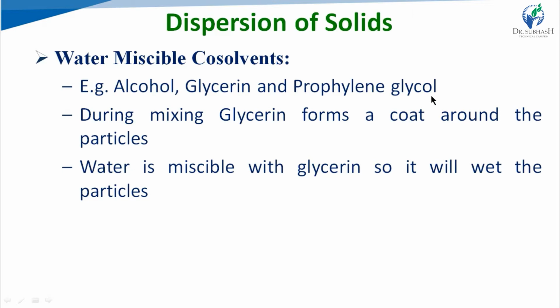propylene glycol, these all are miscible with water. So we can use such types of solvent for the preparation or for the wetting purpose. If we take the example of glycerin, then during mixing, glycerin forms a coat around the particles. So first, we need to add our powder into the glycerin and mix it. A coating will be formed in the surrounding area of the particle. Then water, which is miscible with glycerin, being mutually miscible, will wet the particles.